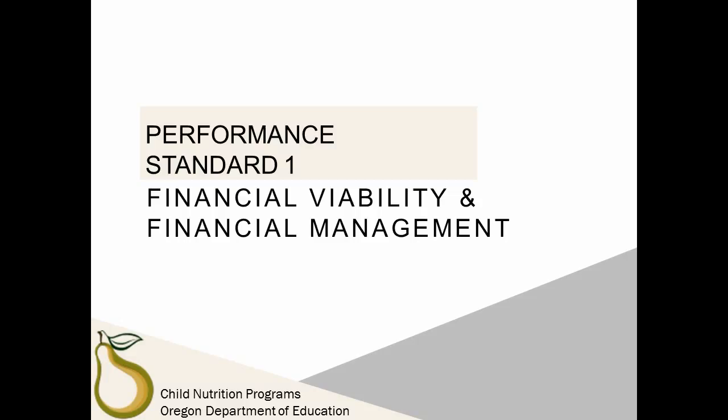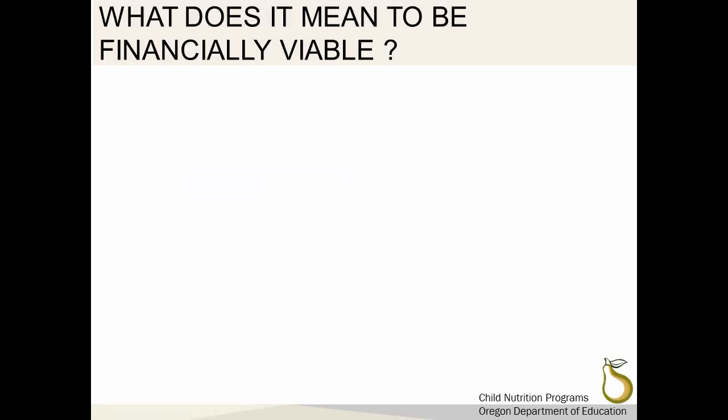The first performance standard we will review is Performance Standard 1, Financial Viability and Financial Management. You may be asking yourself, what does it mean to be financially viable? How do I ensure my organization is financially viable? What does ODE-CNP need to determine that my organization is financially viable? Let's address what it means for your organization to meet the standard of financial viability and financial management.